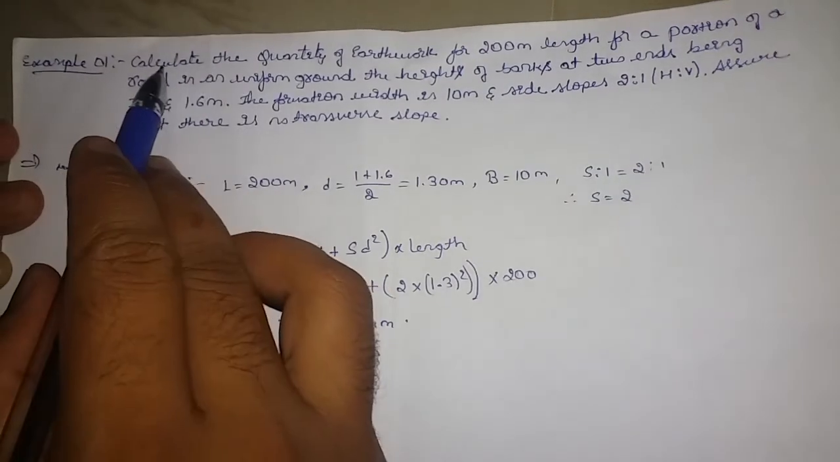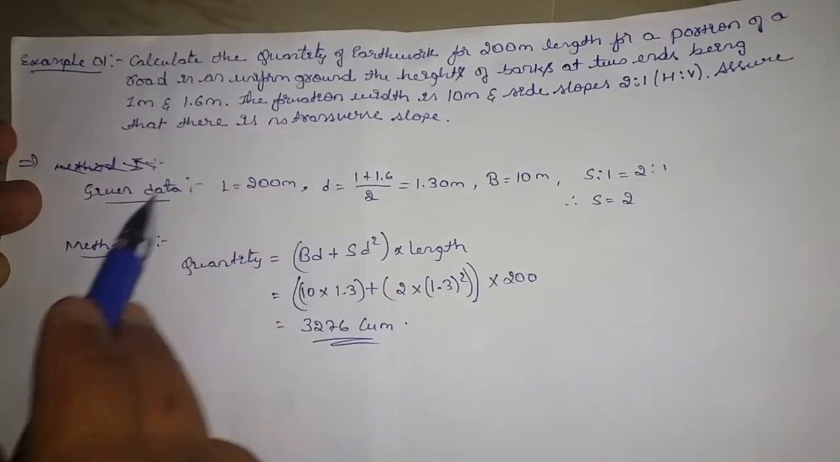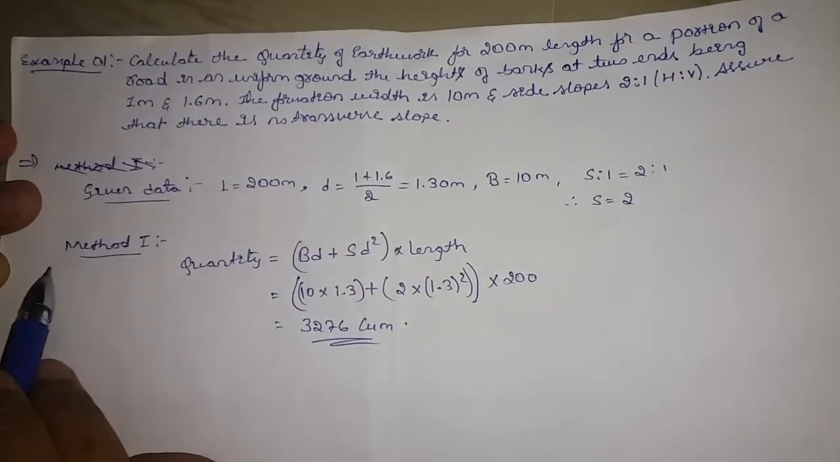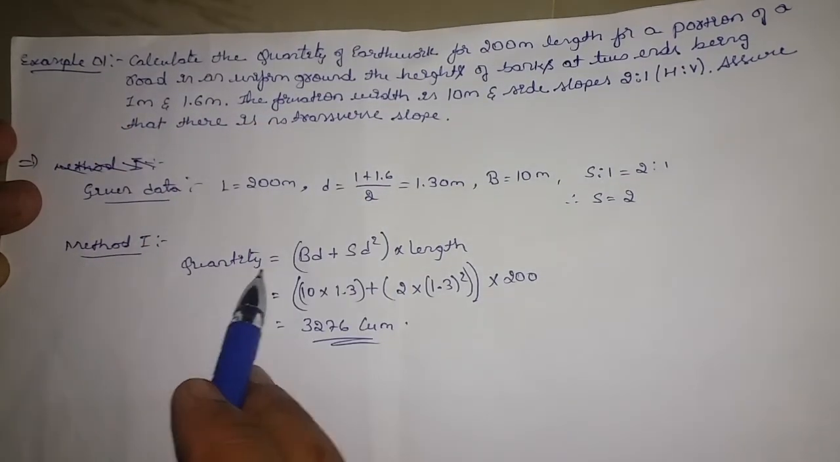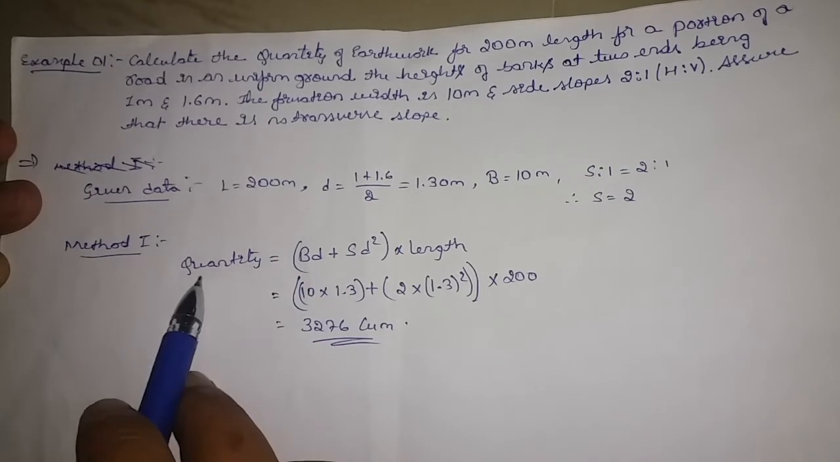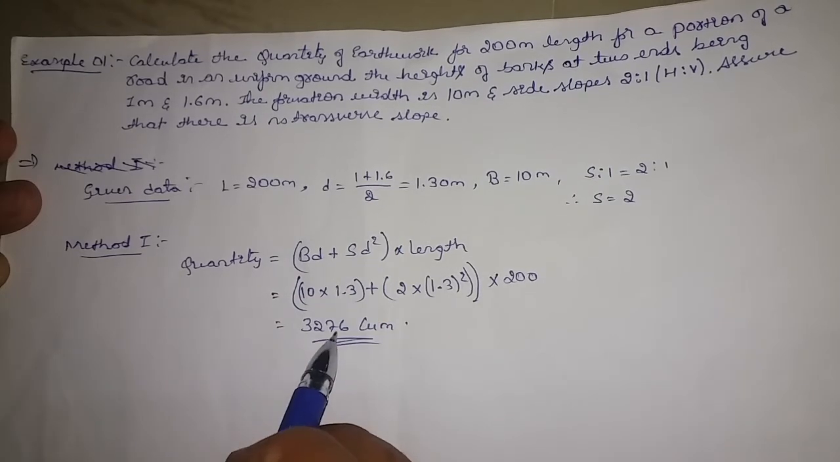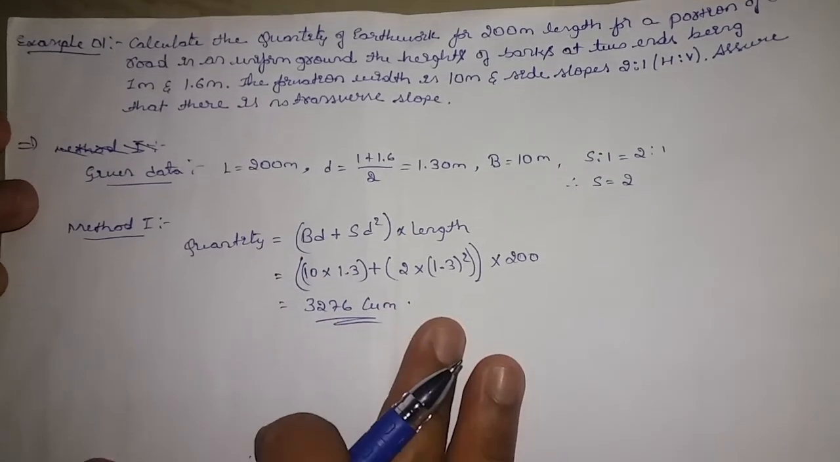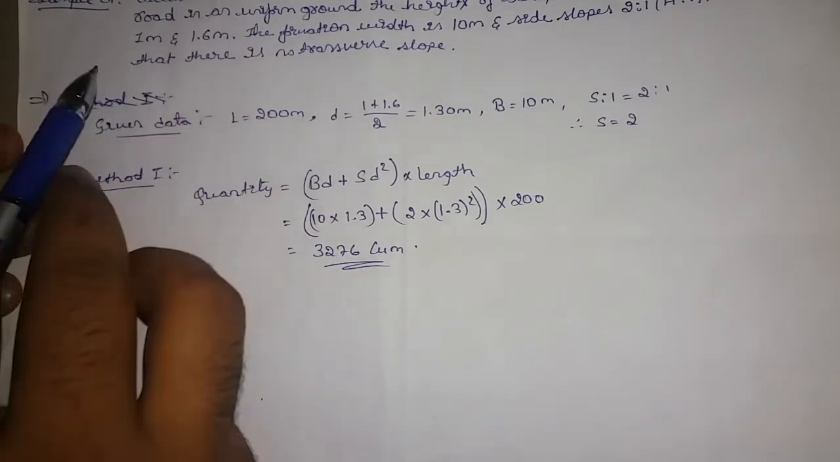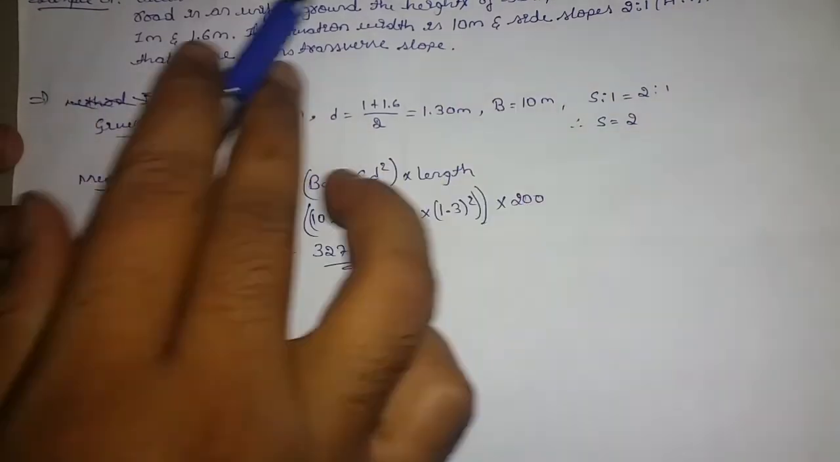Got the total, what is asked is to calculate the quantity of the earthwork. So if I follow method number one, that is the mid-sectional area method, the values are directly given. So the quantity is equal to, substituting this in the formula, we get 3276 cubic meter.